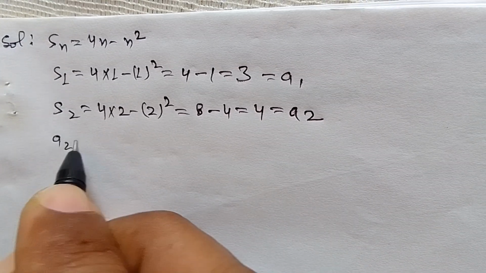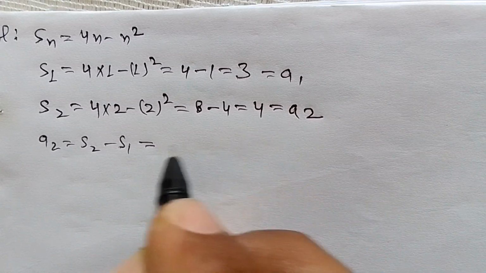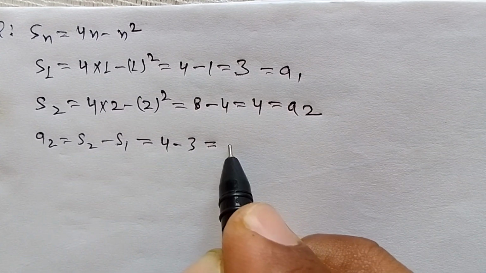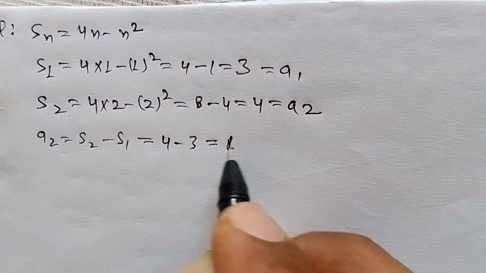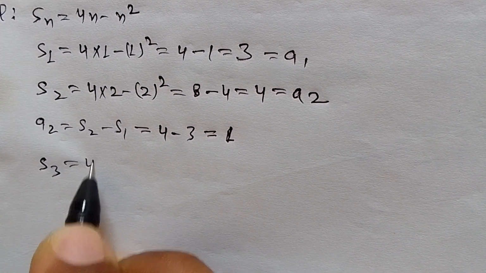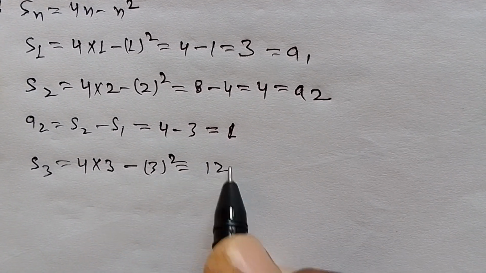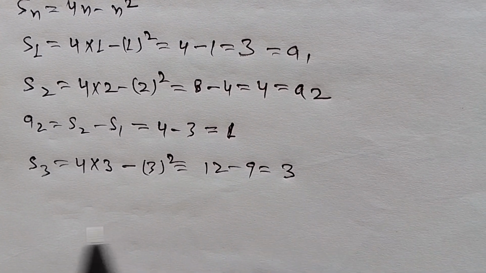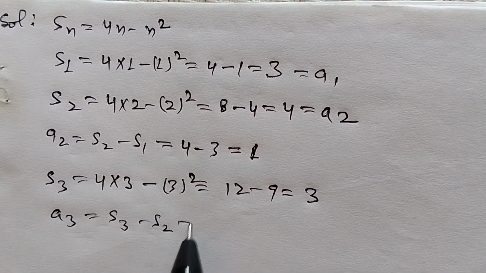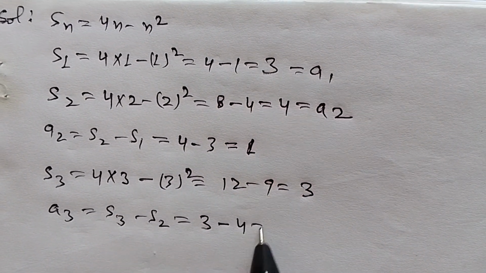Then we will calculate A2, that is the difference S2 minus S1. We have calculated S2 as 4 and S1 as 3, so the difference comes out to be 1. Now we will calculate S3 by putting n as 3, so 4 multiplied by 3 minus 3 square, that is 12 minus 9, which is 3. Similarly we will calculate A3, that is S3 minus S2. S3 we have calculated as 3 and S2 as 4, so 3 minus 4 comes out to be minus 1.